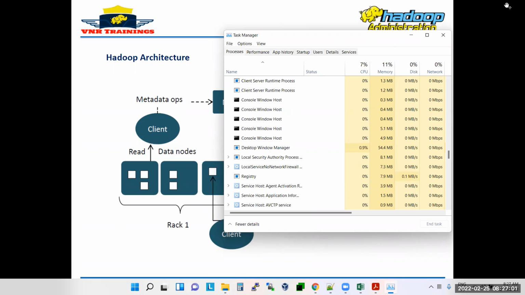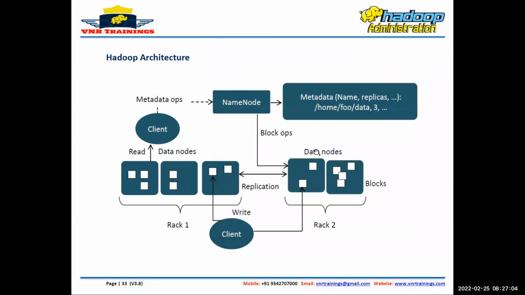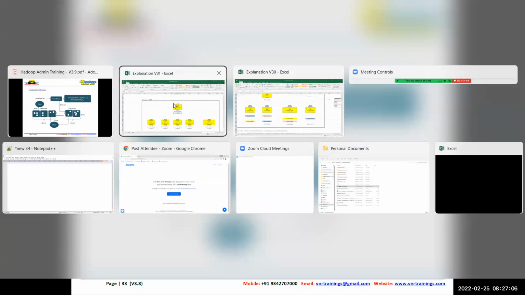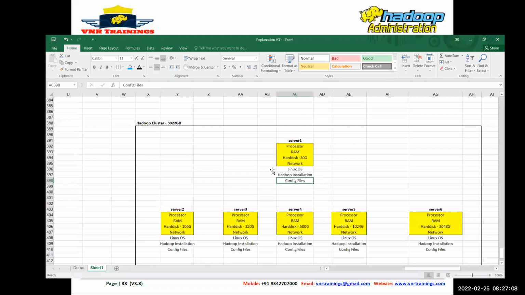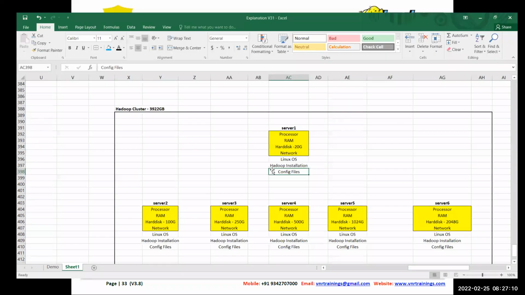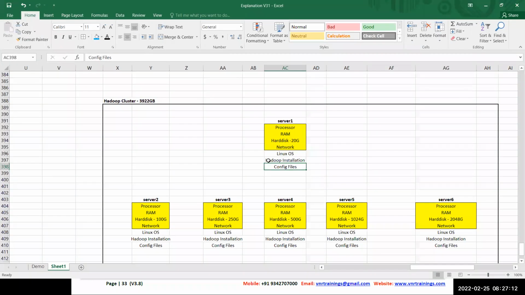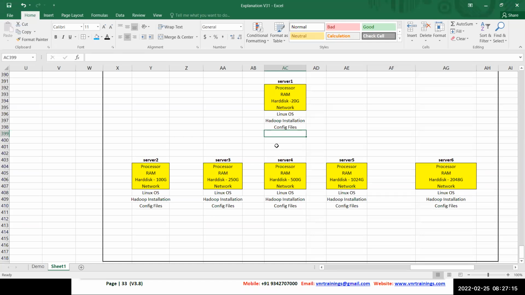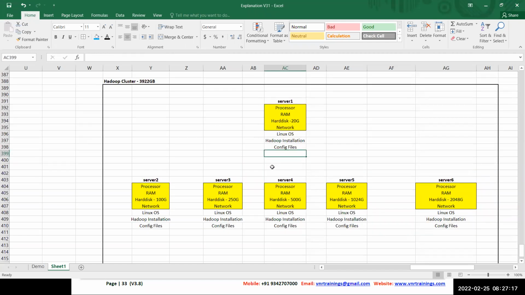In the same way, if I install only Hadoop software here, that is not sufficient. So what we need to do is start some software, some services. Now, what is the service I will start?